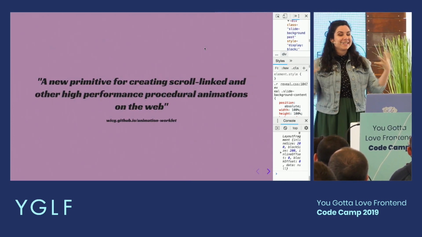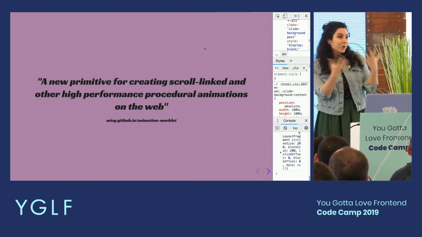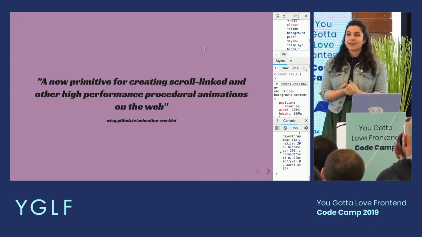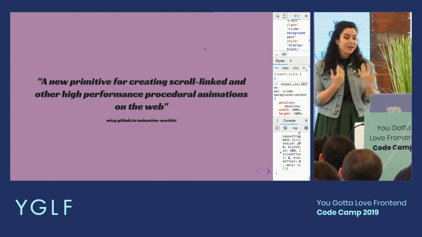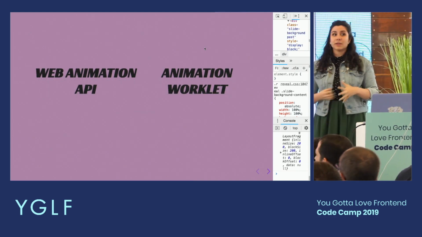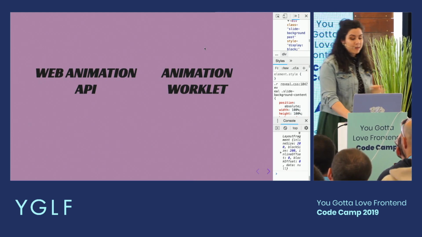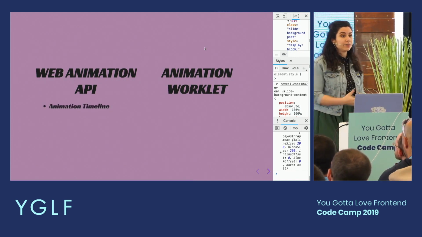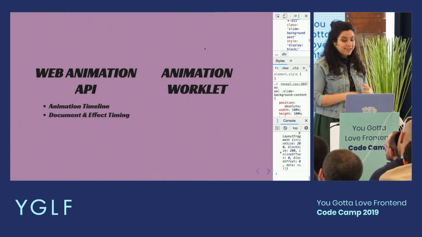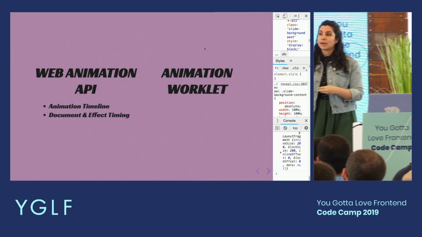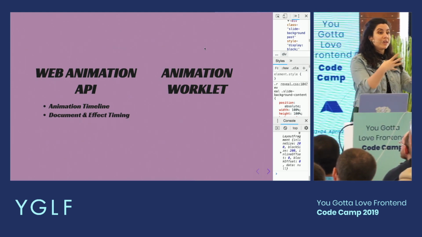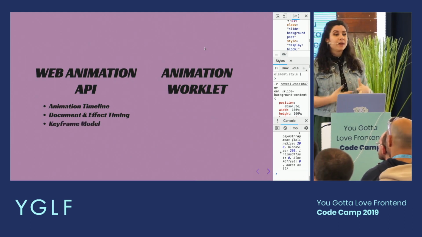So with the CSS animation worklets, these things that Houdini is now giving us, it's a new primitive for creating scroll-linked and other high-performance procedural animations on the web. So what does that mean? The Web Animation API is really cool. It's also pretty new. The Web Animation API gave us an animation timeline, so you could go forward, back, reverse at any point of that timeline. It gave us document and effect timing, so you could time things after other effects have ended, and that's cool, or any point within that timeline. And also a keyframe model.